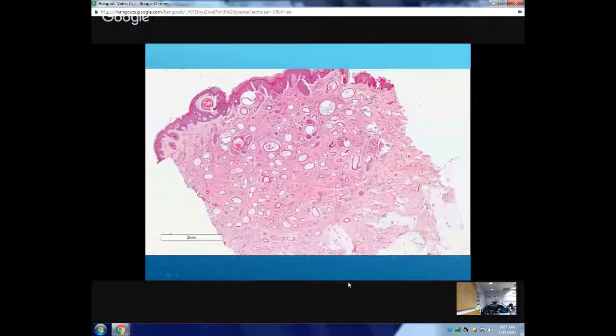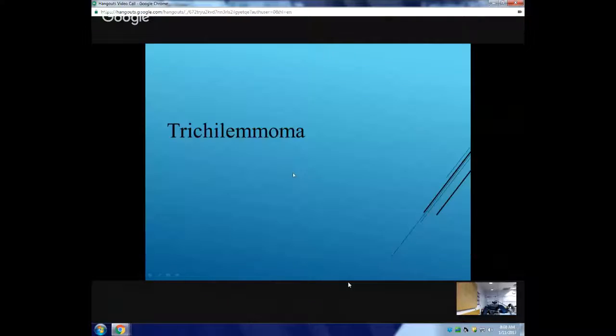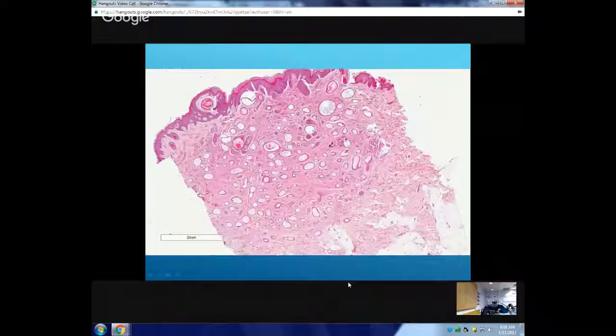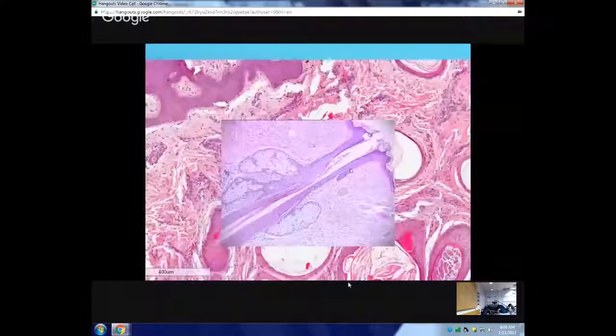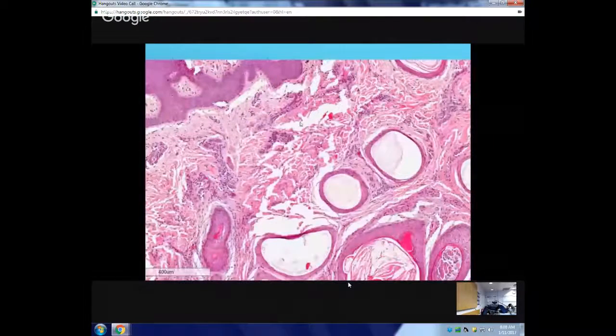Moving on to case 2. So again, because we are in the chapter of adnexal neoplasms, you see this big proliferation in the dermis composed of what? Composed of glandular-like structures. So when you go high power, what do we see here?